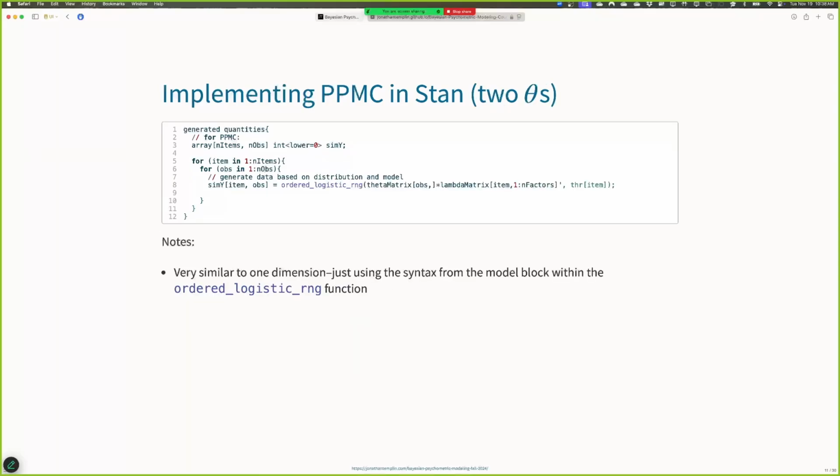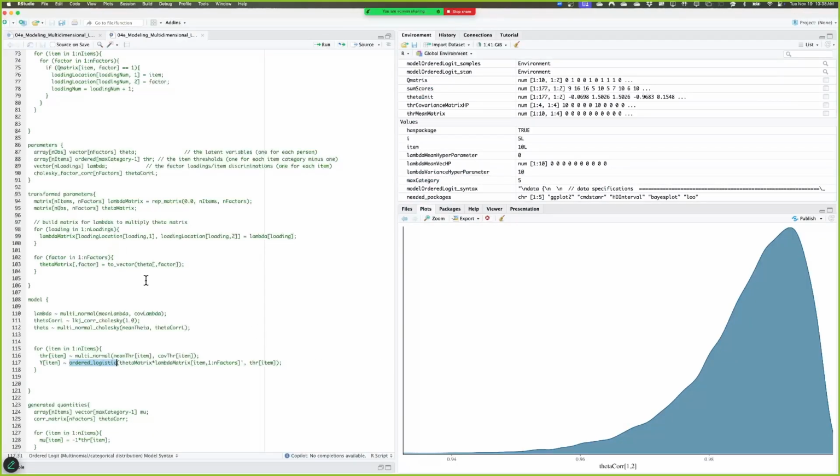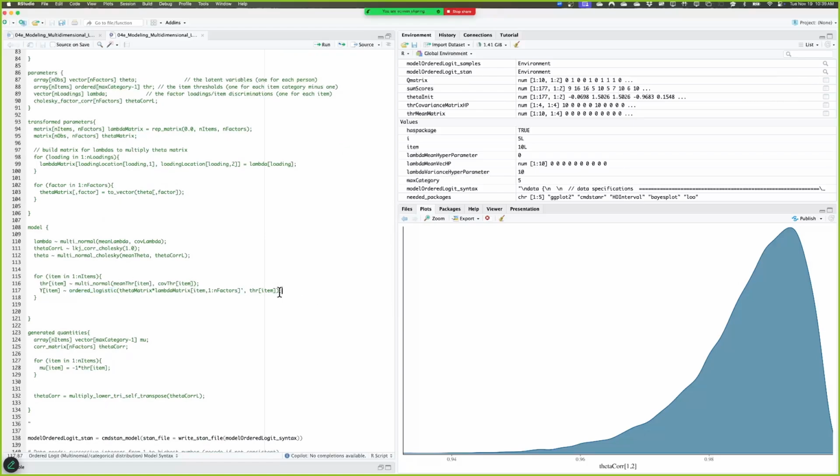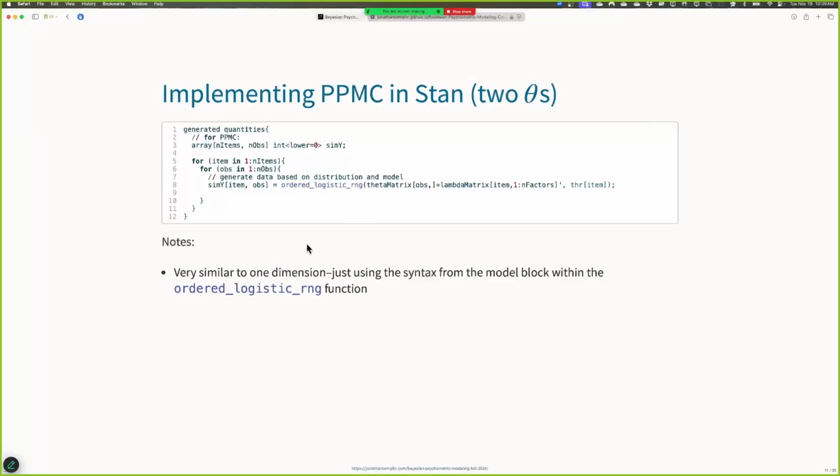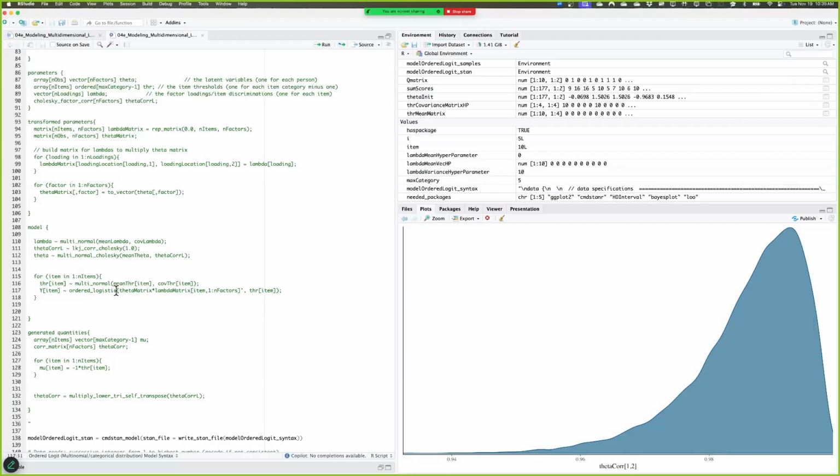For two thetas, it looks very similar, right? In fact, if you remember my code before, this is the code I used to estimate the multidimensional model with ordered logistic. Now it's ordered logistic RNG, but what goes into ordered logistic RNG is literally the same values that I put into ordered logistic in the chain itself. So Stan makes it a lot easier to generate data because it's essentially the same call you're doing for your observed data model.